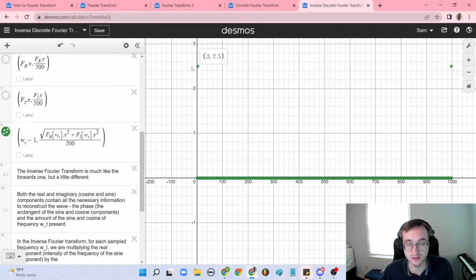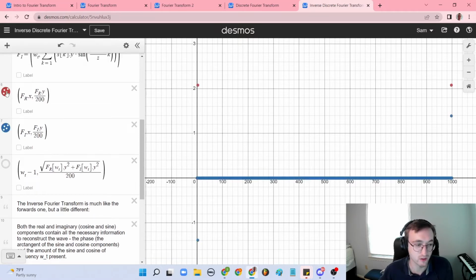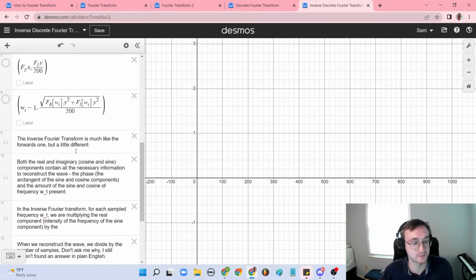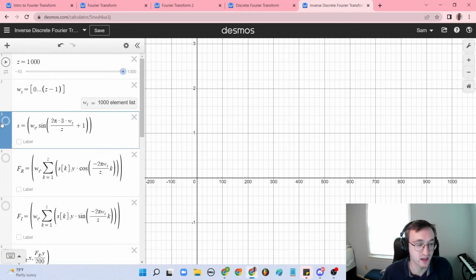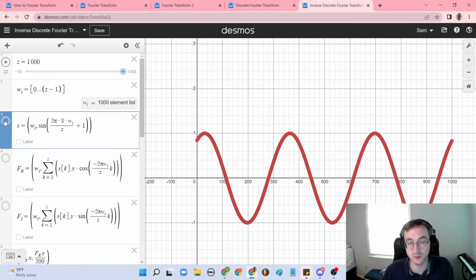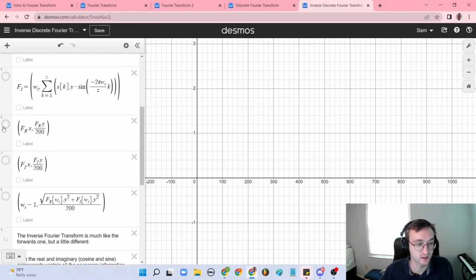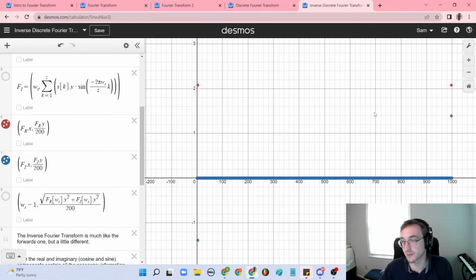And as you can see, this is the magnitudes, but independently, these are the real and imaginary components. So now we just need to get these back. So how is this even possible, right? How can we go back to a wave? Specifically, how do we go back to this wave from these two pieces of information?